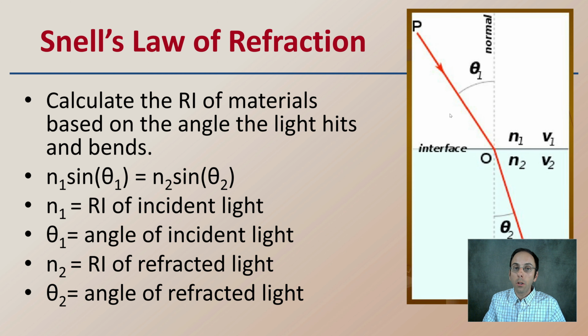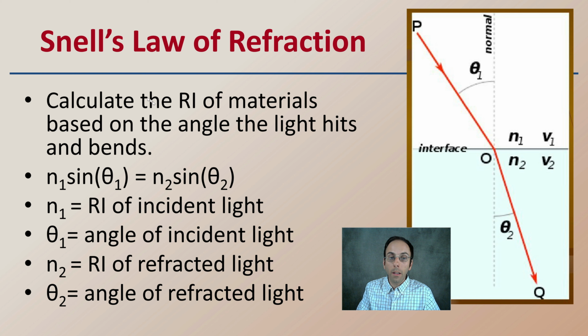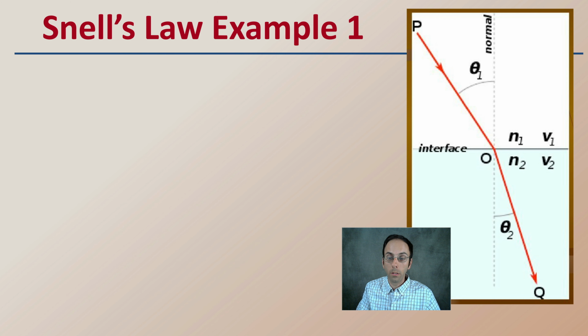Now, in Snell's law of refraction, the refractive index of materials is based on the angle the light hits and bends. We can see that depicted here. The light's coming in at this angle, passes through the mediums, and then it comes out at this angle through the second medium. Here we can see all of the components described. However, to best understand this, let's apply some numbers to an actual mathematical equation.